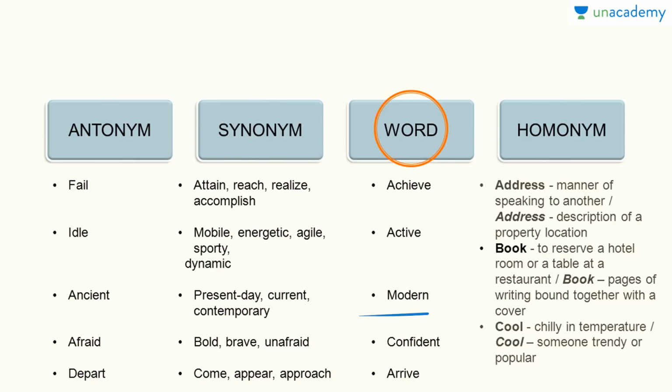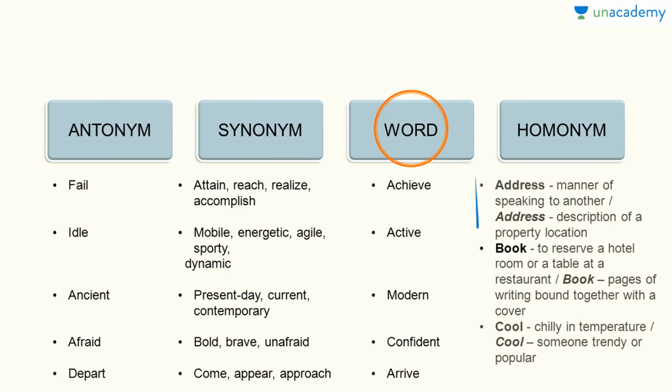Next word is modern. Synonyms would be present day, current, contemporary. The antonym would be ancient. Next would be confident. The synonyms would be bold, brave, unafraid. Antonym would be afraid. Next is arrive. The synonyms would be come, appear, approach. Antonym would be depart.